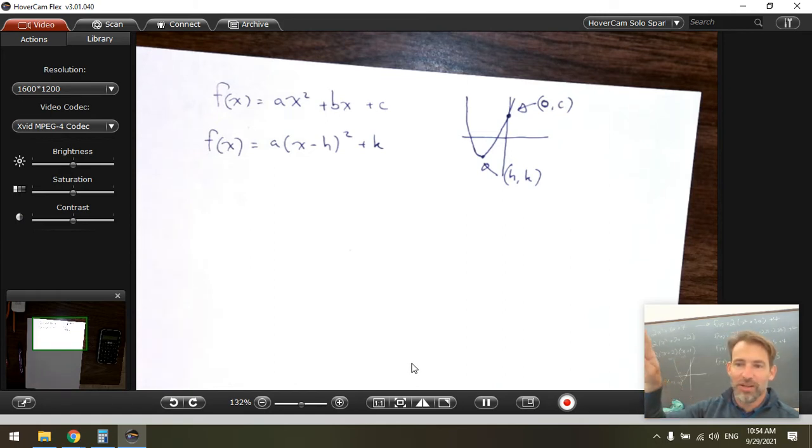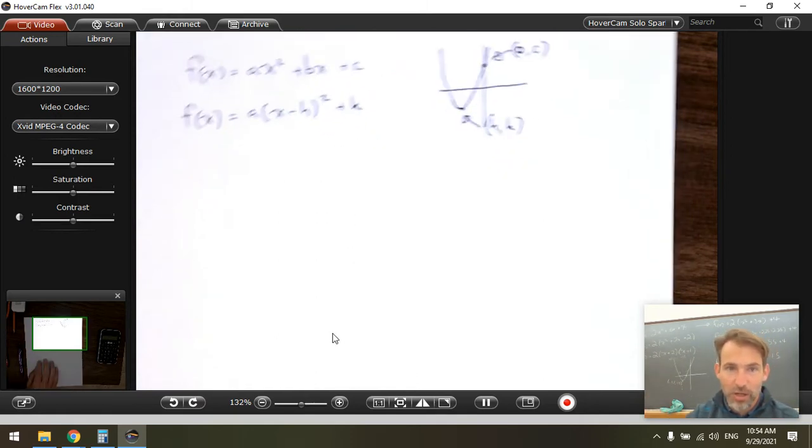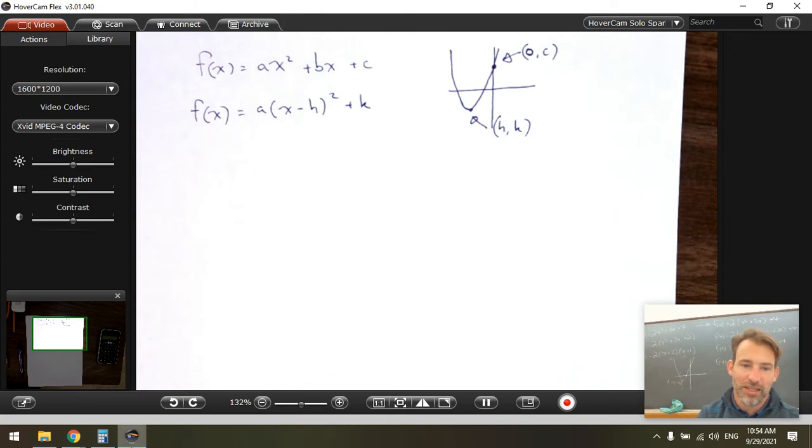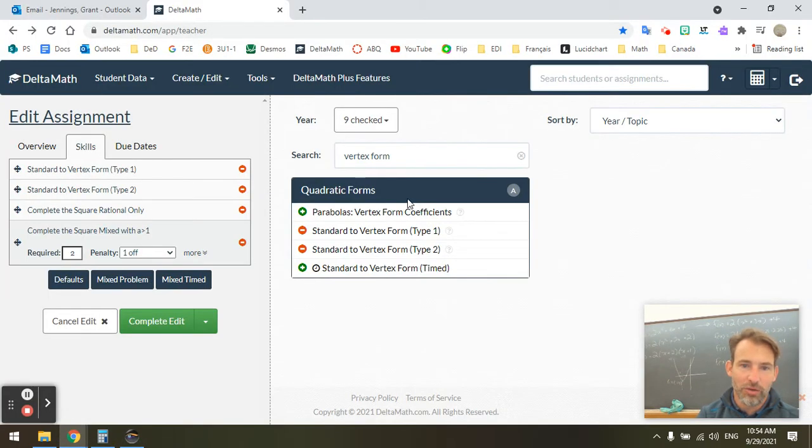or the lowest point of a value that's going down. And it could be the maximum profit, another spot that might be interesting in business. So we want that information. So we want this technique. So let's take a look at the Delta Math and how you can go ahead and work on it.